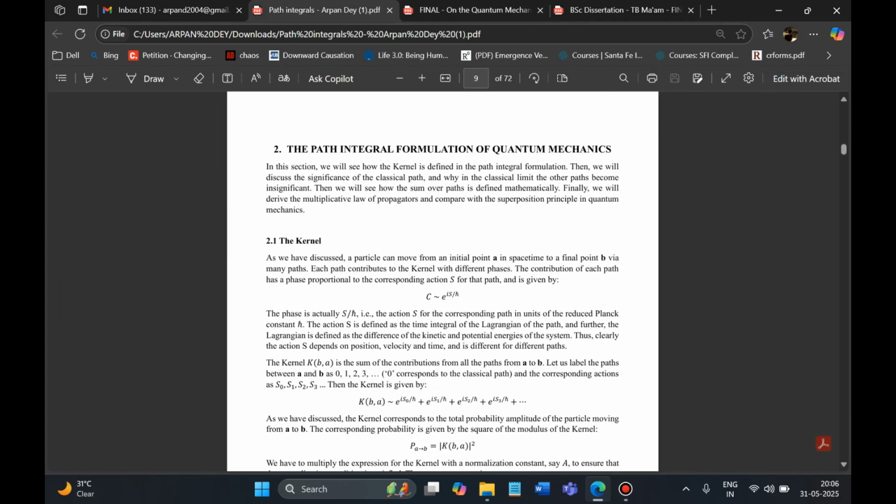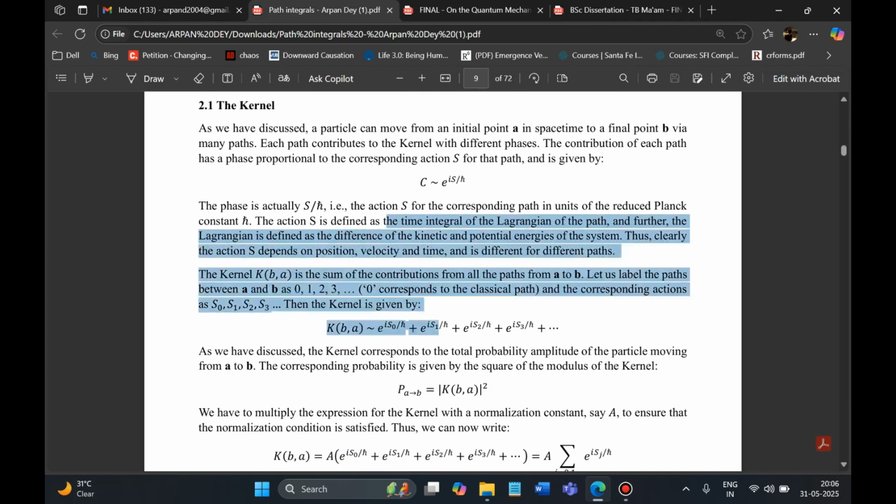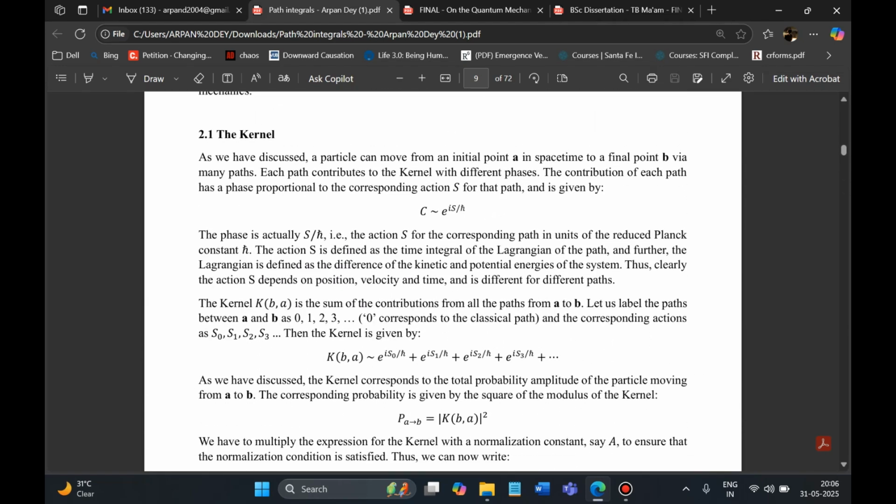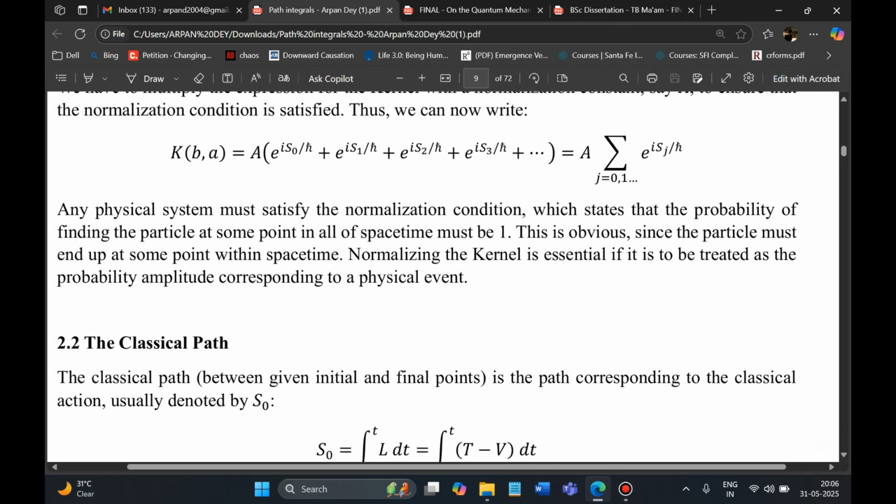Okay, so now in the path integral formulation, we have already discussed in that previous video how the kernel is defined. You see, the kernel from A to B, from initial point A to final point B, we define it as the sum over paths. This is the contribution from each path, the exponential, Euler's number e to the i S over h bar. S is the action for that particular path, that's why we have written summation over j of e to the i S_j over h bar.